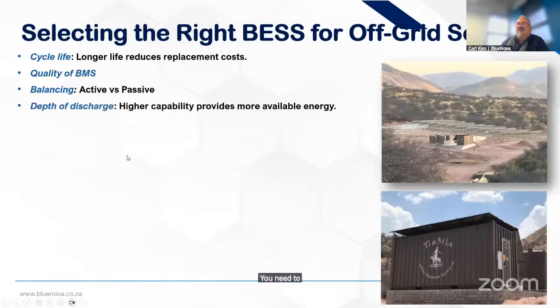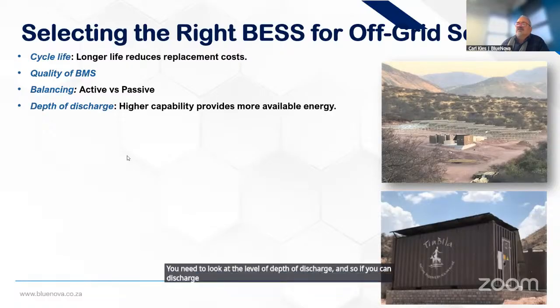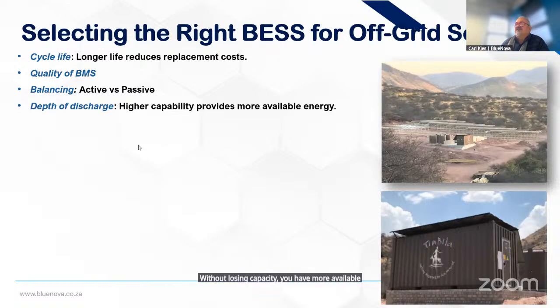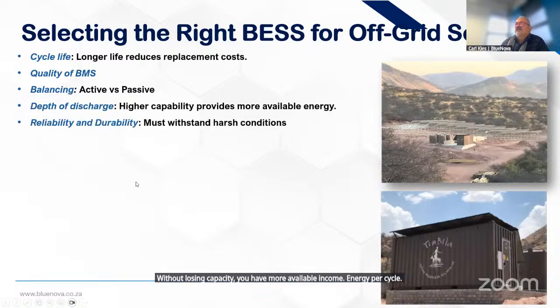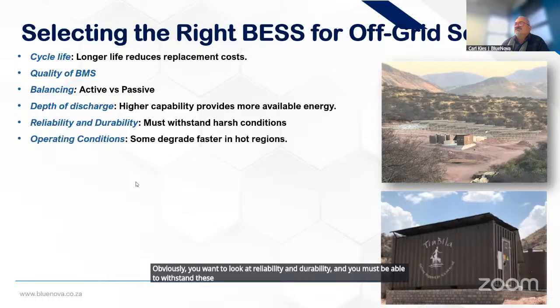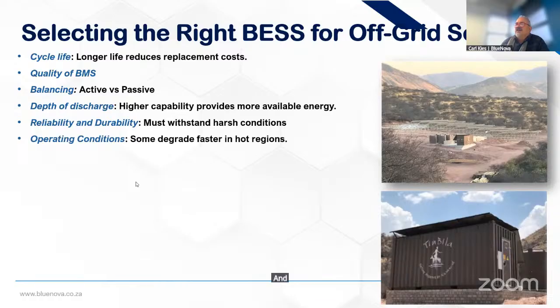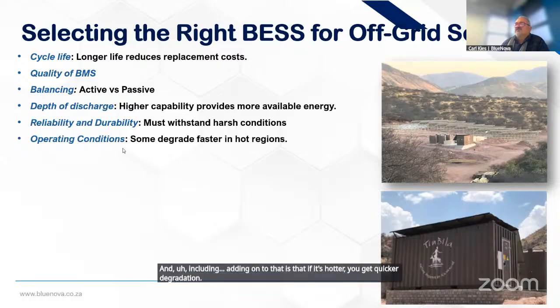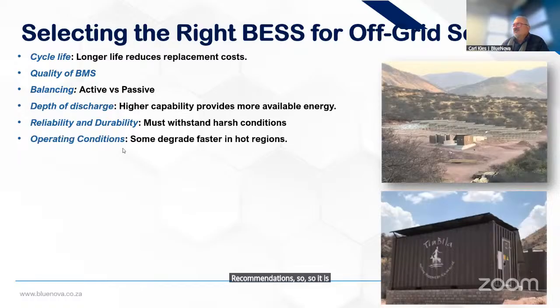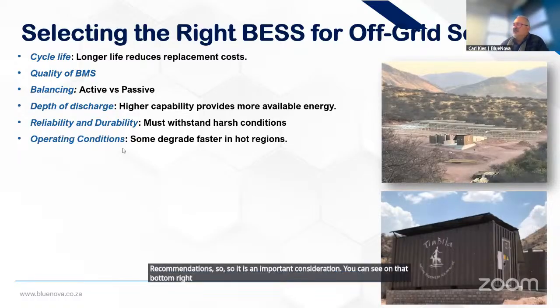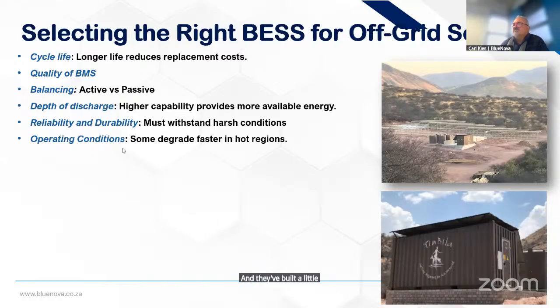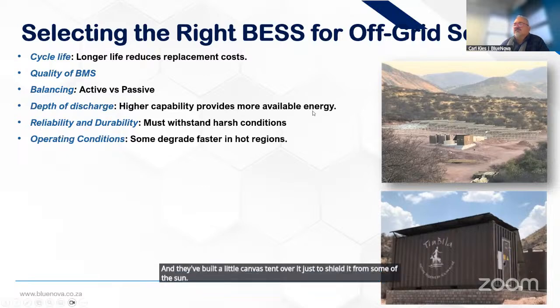You need to look at the level of depth of discharge. So if you can discharge deeper without losing capacity, you have more available energy per cycle. Obviously, you want to look at reliability and durability, and you must be able to withstand these harsh conditions. And adding on to that is that if it's hotter, you get quicker degradation. So heat is an important consideration. You can see on that bottom right-hand picture there, we've got a battery in Namibia, and they've built a little canvas tent over it just to shield it from some of the sun to assist with keeping it cool.